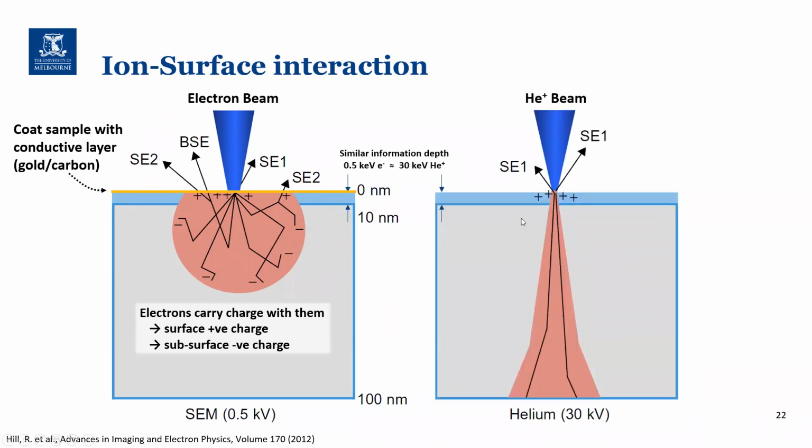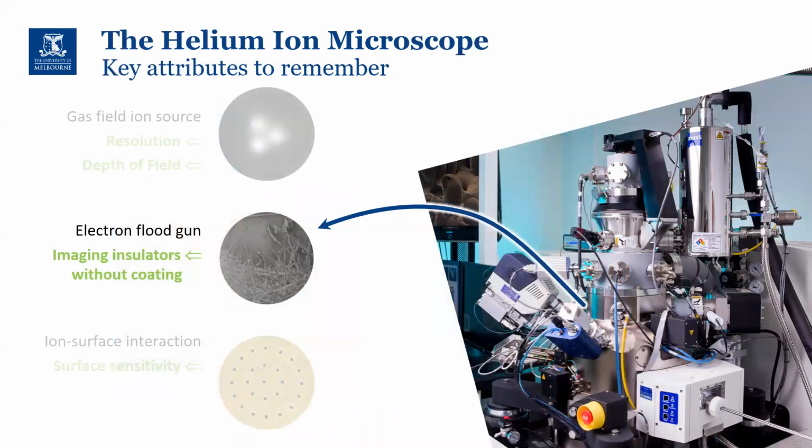In the case of the helium ion, you'll notice that our charge here is always positive. This is because we're hitting it with a positive beam, we're emitting electrons, so any charge that arrives at the surface is going to be positive, and subsurface, it is neutral. So our charge is always at the surface and our charge is always positive. This means that in the instrument, we can use an electron flood gun to image insulators without that gold coating.